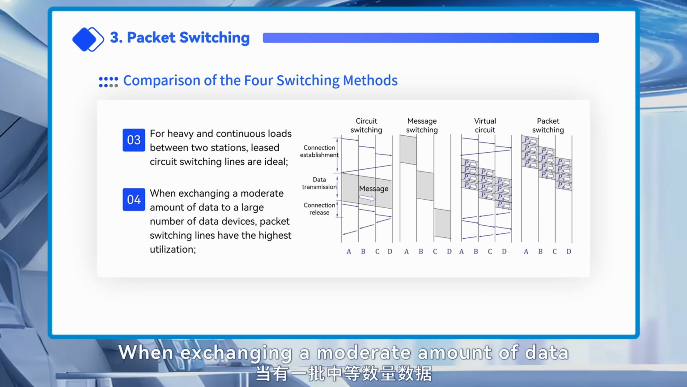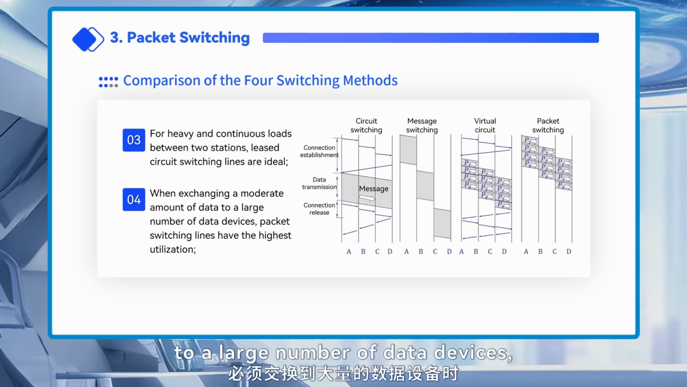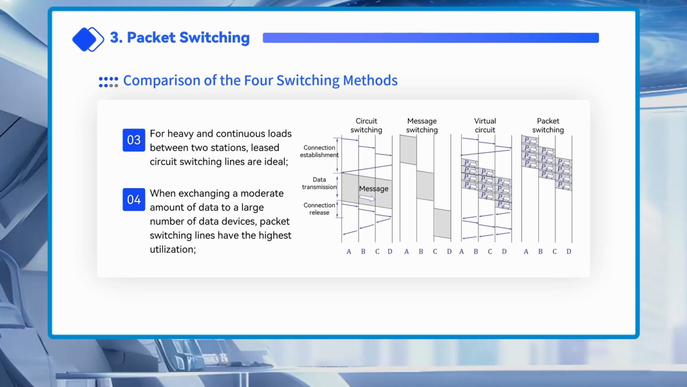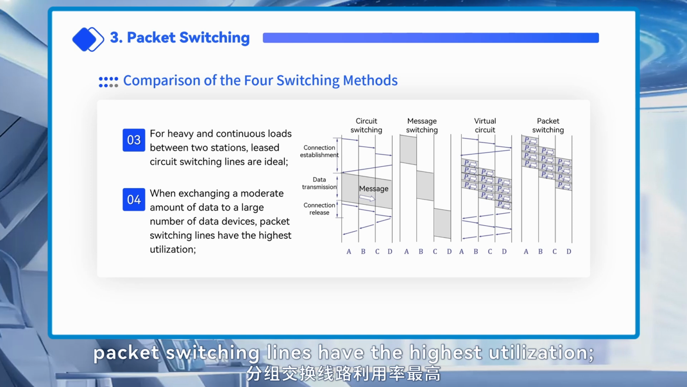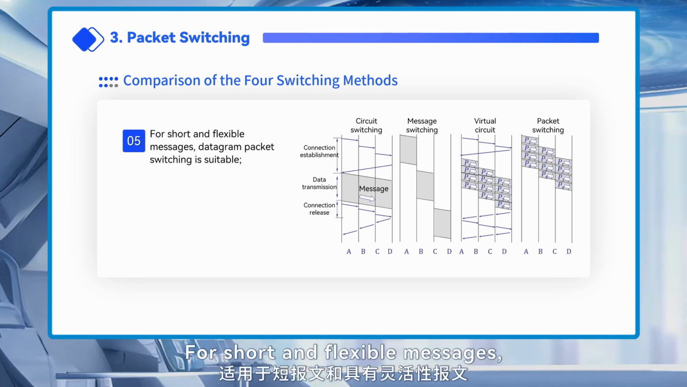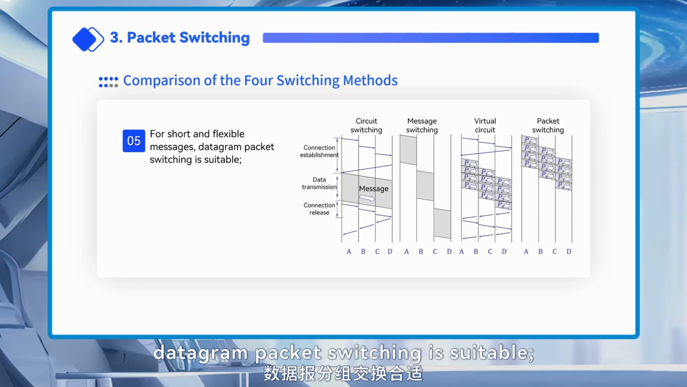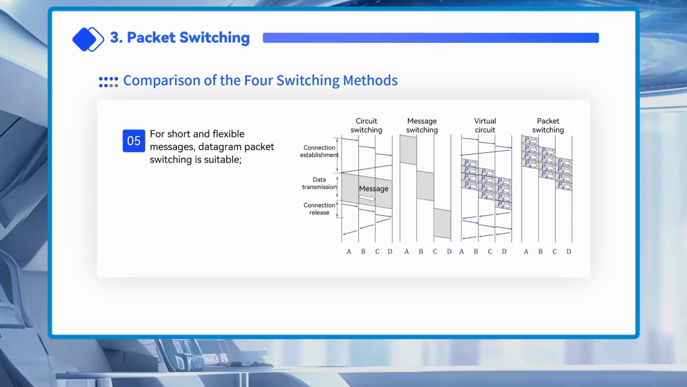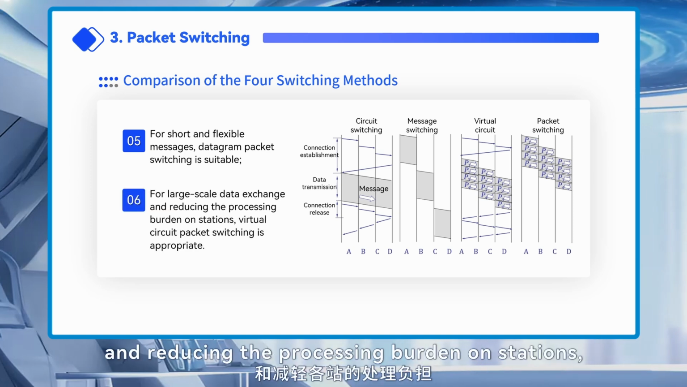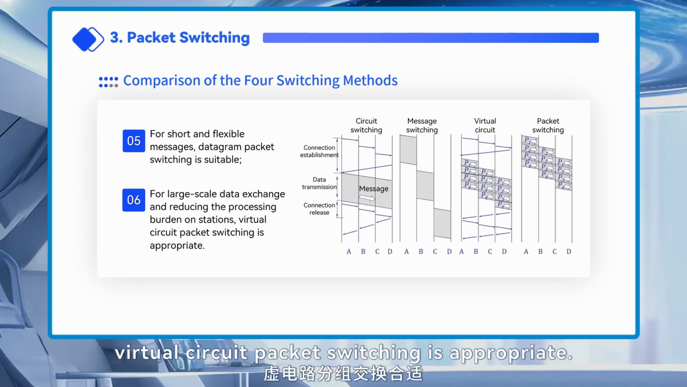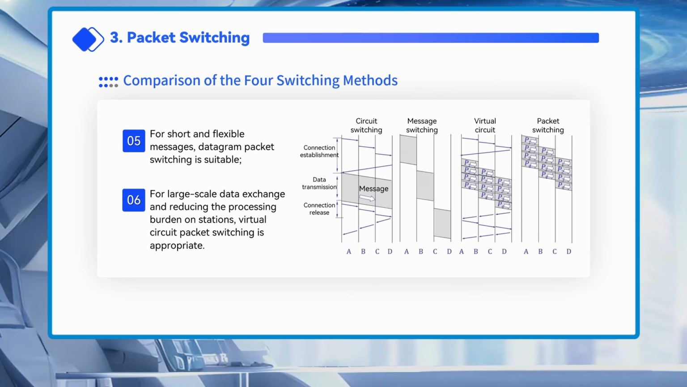When exchanging a moderate amount of data to a large number of data devices, packet switching lines have the highest utilization. For short and flexible messages, datagram packet switching is suitable. For large-scale data exchange and reducing the processing burden on stations, virtual circuit packet switching is appropriate.